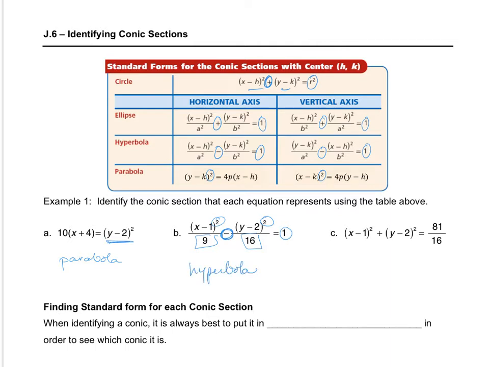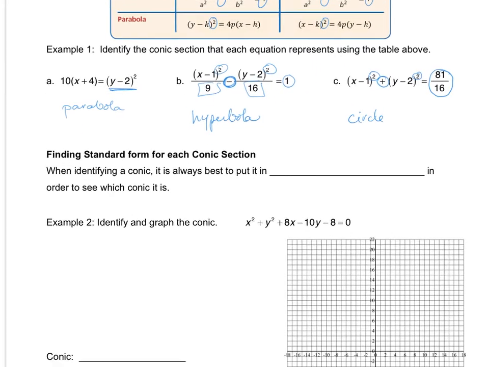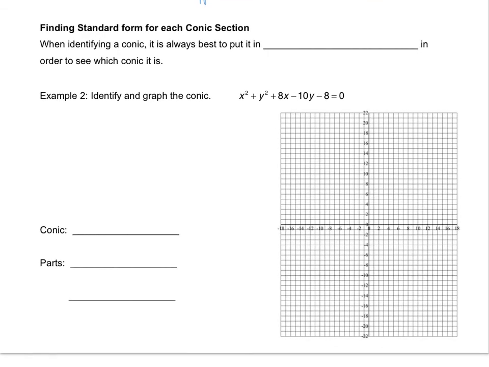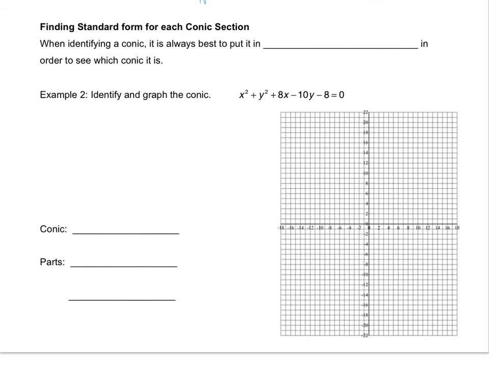In example 1c, again we see two squared terms. We are taking the sum of two squared terms. The denominators are the same. The right-hand side represents the radius squared, so it is a circle. So if we have the equations in standard form, it's not so difficult to recognize which conic section you're working with. So what is the best thing to do? Put each equation in standard form. That way we can use these tricks to identify which conic section you're working with.